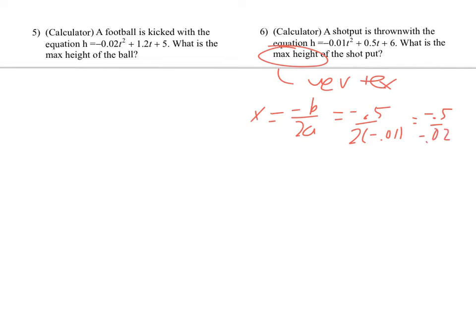And then this one does say you can use your calculator, so I'm going to type this into my calculator and see what it comes out to. So I get x equals 25. However, that's not really the max height. You can see height is acting like y out front there, so I need to take that and plug it in to the equation.